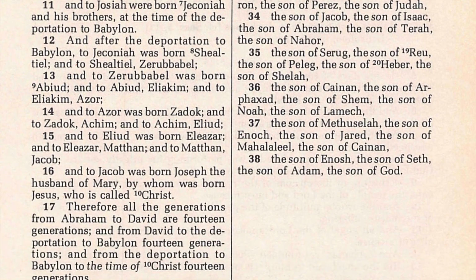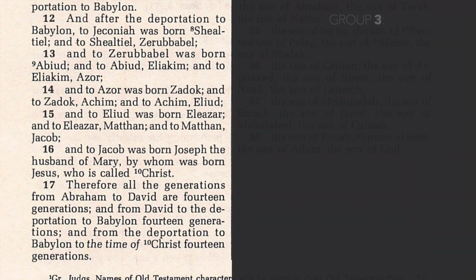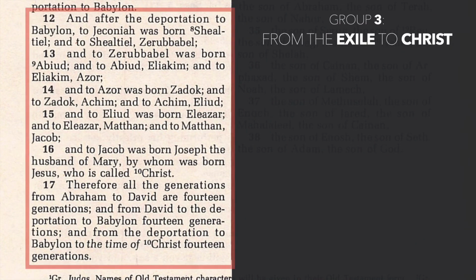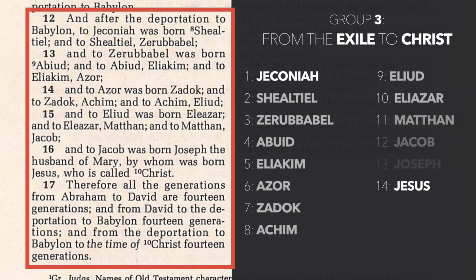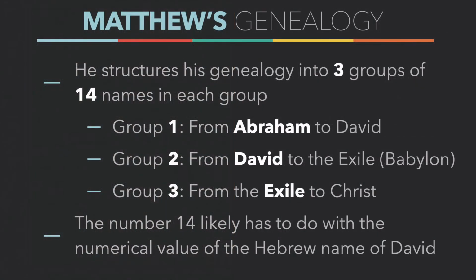If we slide down and look at the third group right here, this group goes from verse 12 down to verse 17. So here we can see that it starts with the deportation into Babylon, Jeconiah, the last king of Judah, and then everybody that fell in between Jeconiah and Jesus that he chose to include. Remember, Matthew intentionally left names out, designed to make the genealogy clear and memorable, but also structured. So that's a little bit on Matthew's genealogy right there.